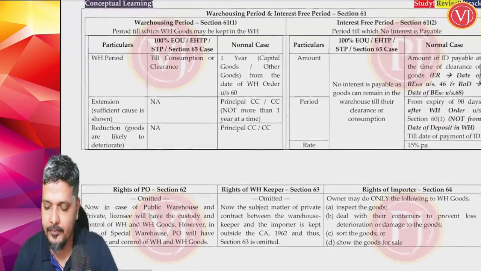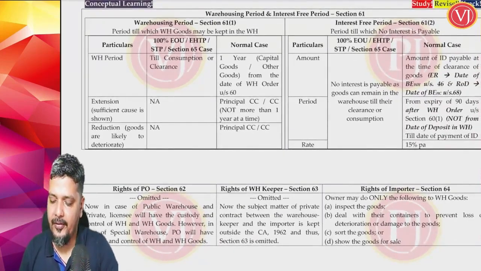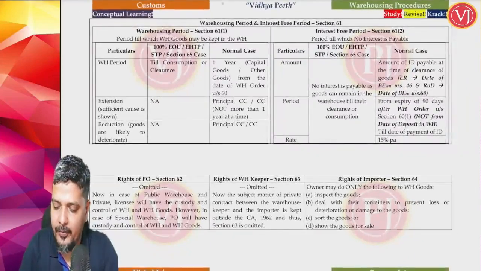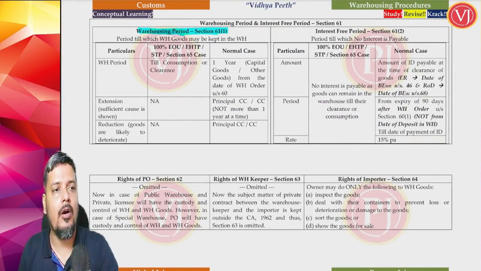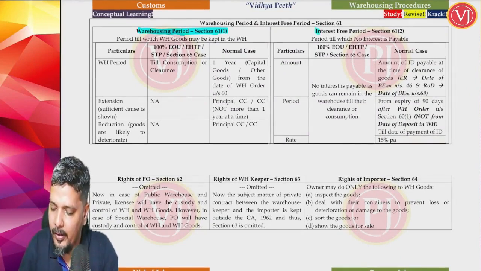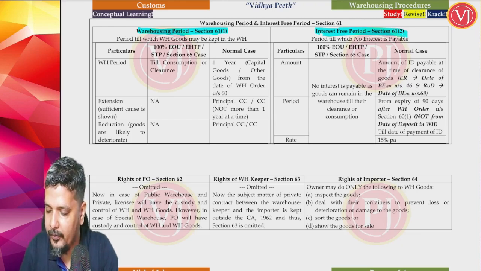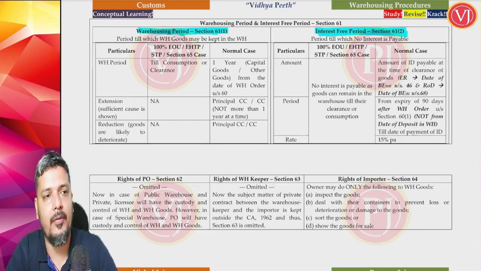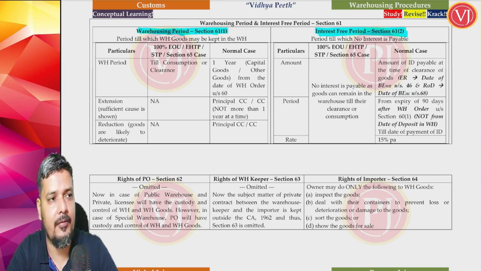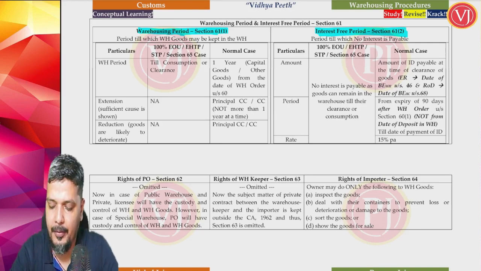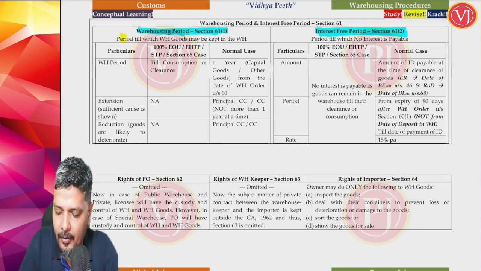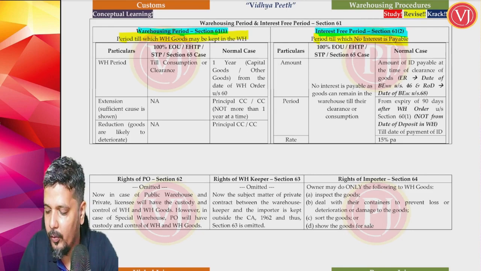Then 61, period. As discussed earlier, you have two periods. One is the warehousing period under section 61(1): till how long you can keep the goods in the warehouse. And one is the interest-free period, section 61(2). Warehousing period and interest-free period. What is the warehousing period? The period till which the goods can be kept in the warehouse. The interest-free period is the period till which no interest is payable.